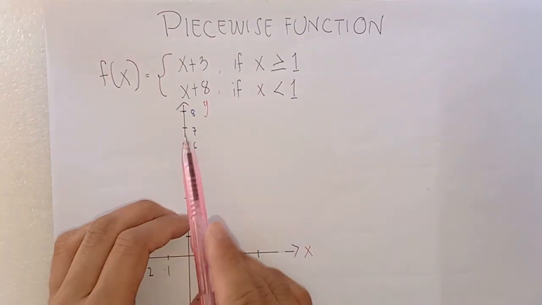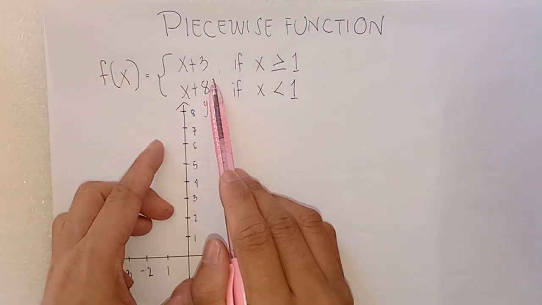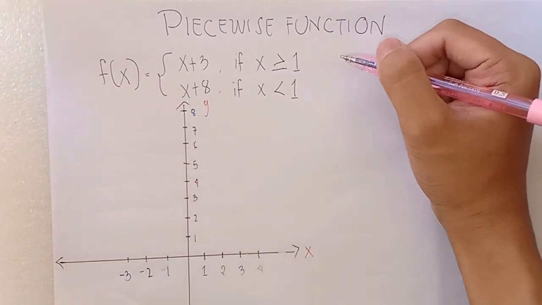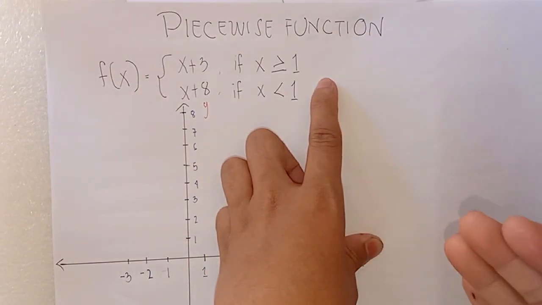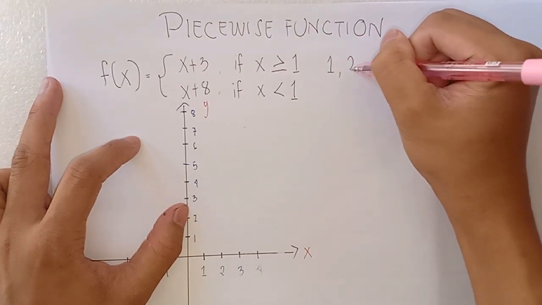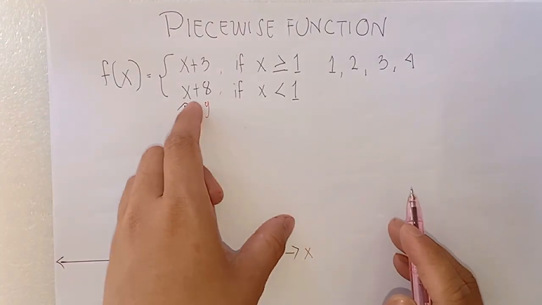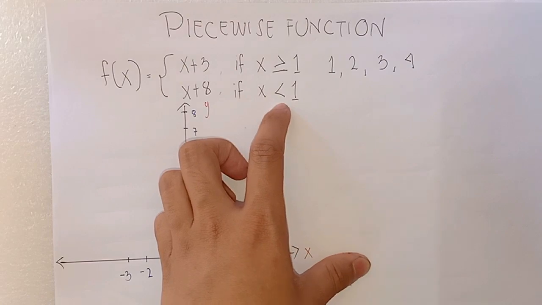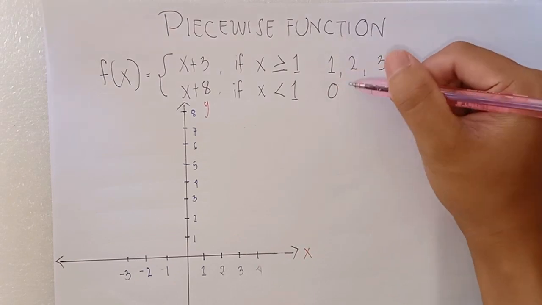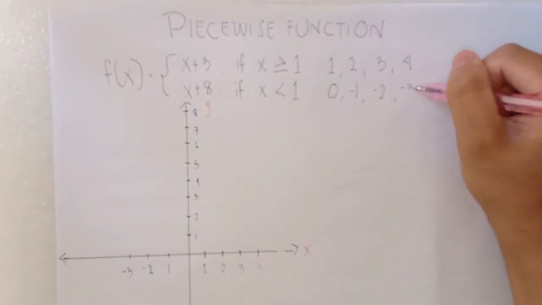So in this case, we have x plus 3 and x plus 8. We have a limitation: x plus 3 if x is greater than or equal to 1, which means that 1 is included. So 1, 2, 3, and 4. And for x plus 8, if x is less than 1, it means that 1 is not included. So 0, negative 1, negative 2, and negative 3.